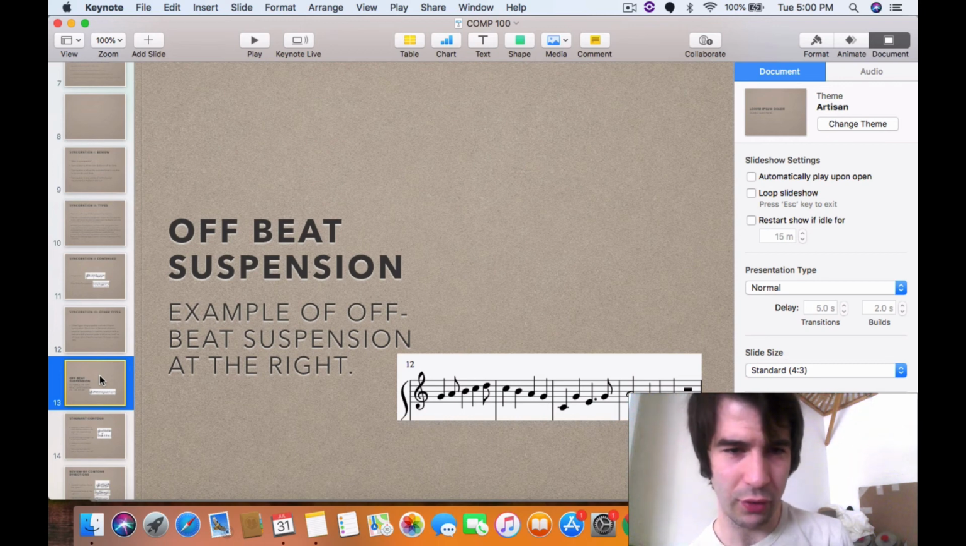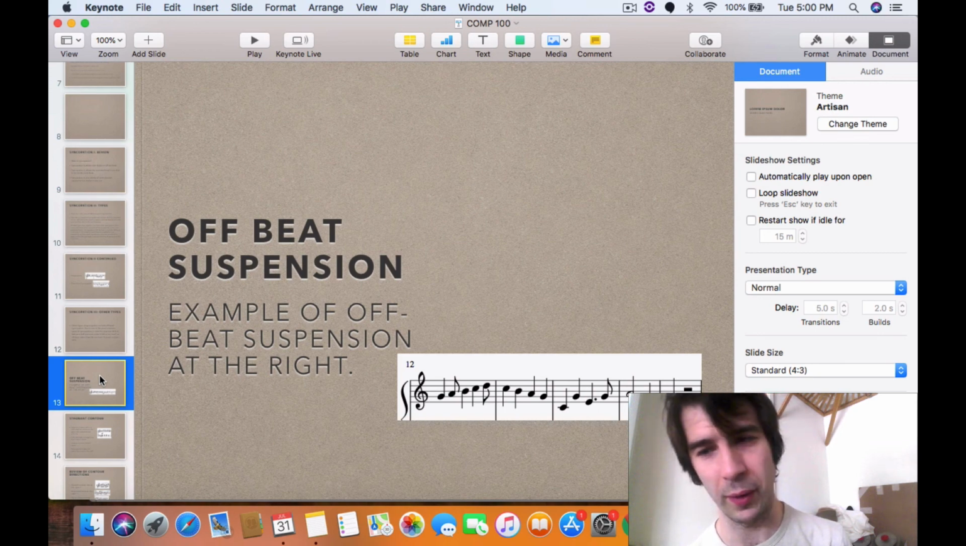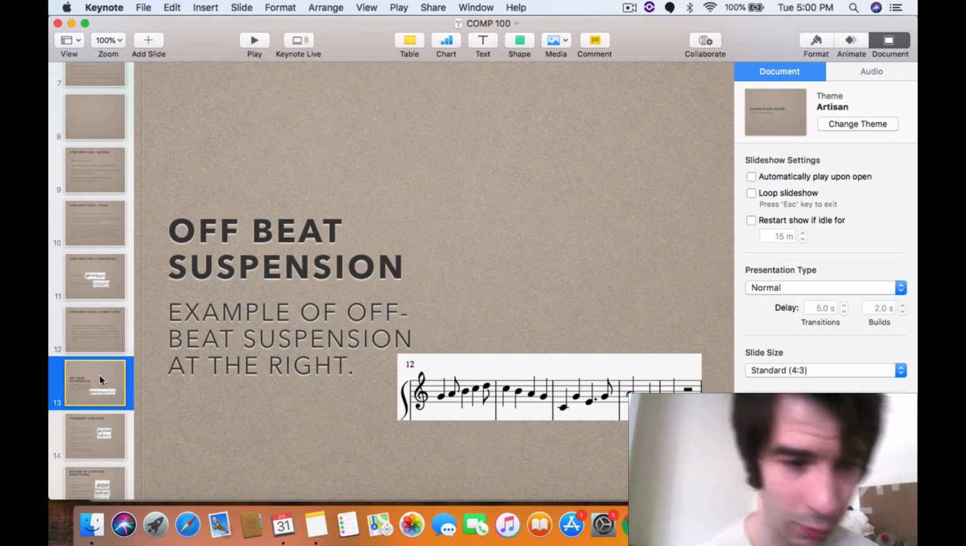In the next lecture, we will wrap up the syncopation and talk about any other syncopations, and I will also open it up to questions on this section on rhythm.